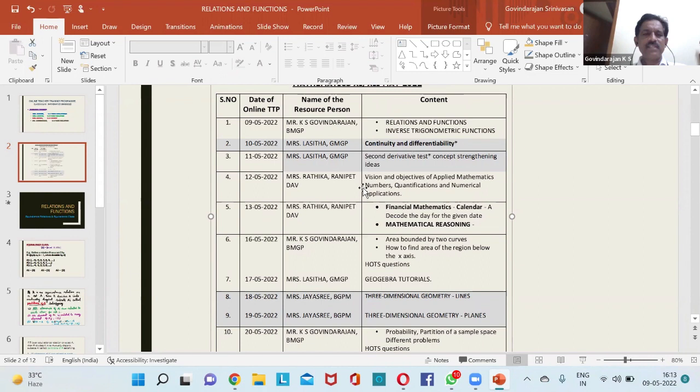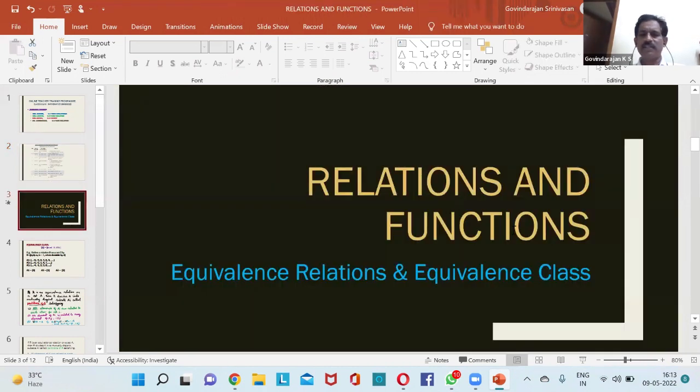Today's session is on relation functions. We are not going to teach this, but we are going to share our experiences from the past so many years. In this chapter, relations and functions, maybe easy topics, but there are so many things we have to understand deeply, including the definitions of relations and functions.